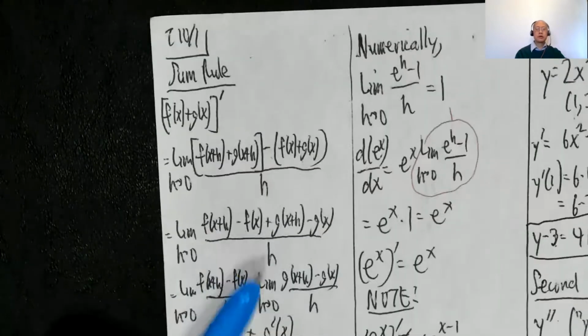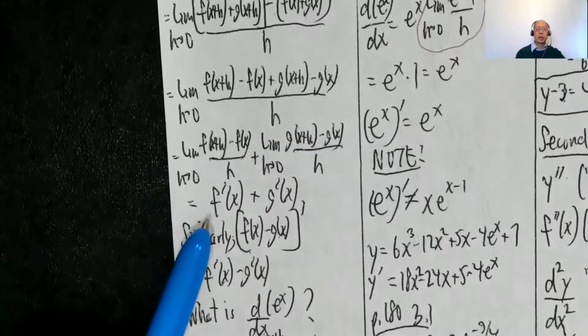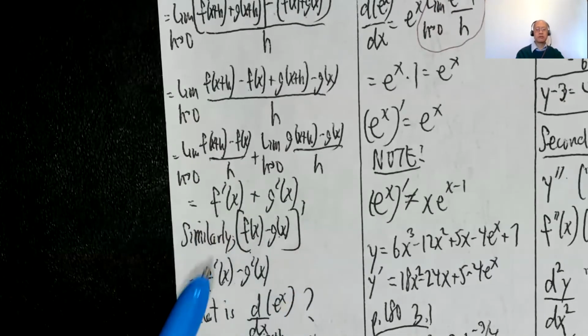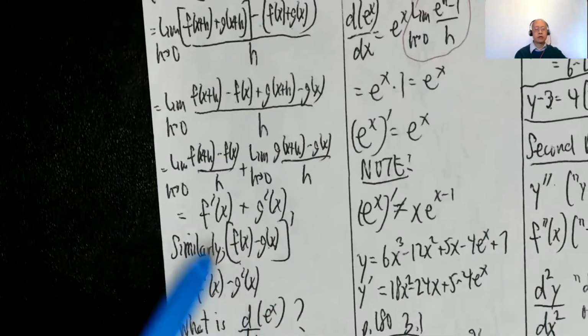So in short, the derivative of f of x plus g of x is f prime of x plus g prime of x. Similarly, for f of x minus g of x, it works pretty much the same way. You're not responsible for this proof. You're only responsible for knowing the rules.